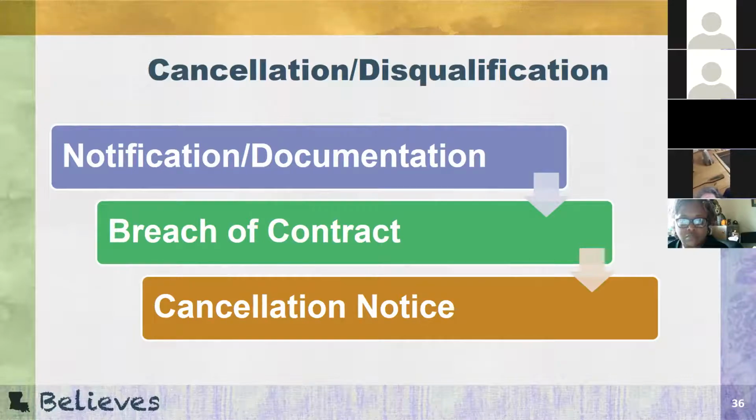A bidder disqualified for lack of responsibility must be notified in writing and given an opportunity for a hearing. If the SFA is rejecting a bid because of unresponsiveness, the bidder must be informed of why the bid was rejected.